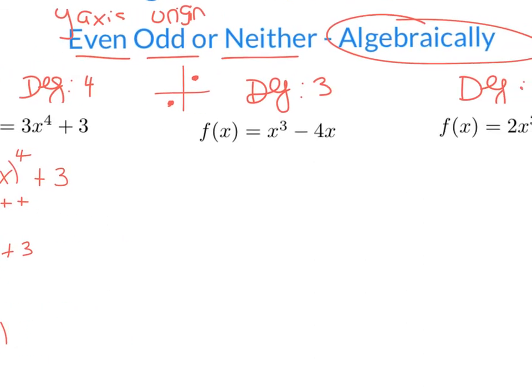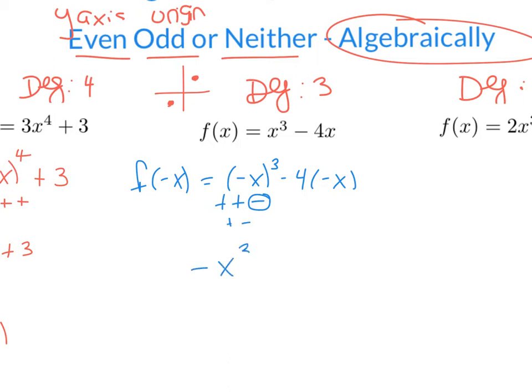So to do an odd degree polynomial, you do the same exact thing. You would plug in negative x where you see x. So the first piece, you would have 3 negatives, because it's cubed. The negative and negative would become a positive, but this negative would win, because a negative times a positive is a negative, so negative x cubed comes out. I have a negative 4 and a negative x, meaning a positive 4x.